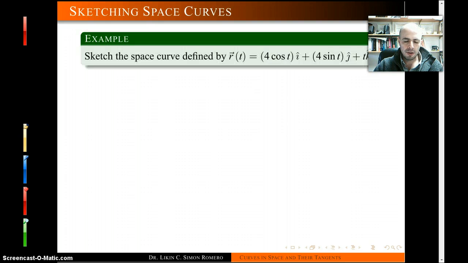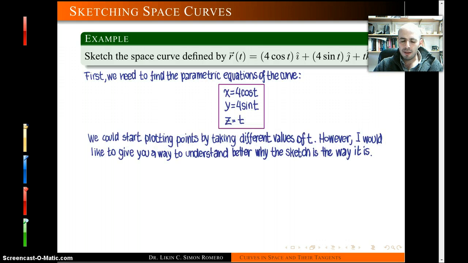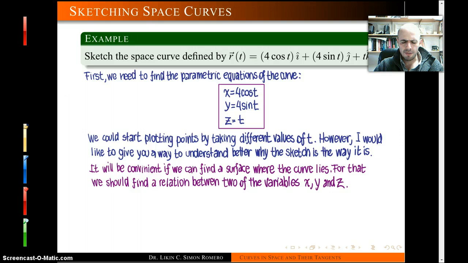Sketching space curves. So here is an example of how you sketch space curves. An easy way is just finding the parametric equations of the curve and then just plugging points for t. I could do that, but I prefer to give you a better understanding of why the graph is the way it is, or how the sketch of the graph is the way it is. So it will be convenient if we can find a surface where this curve lies.